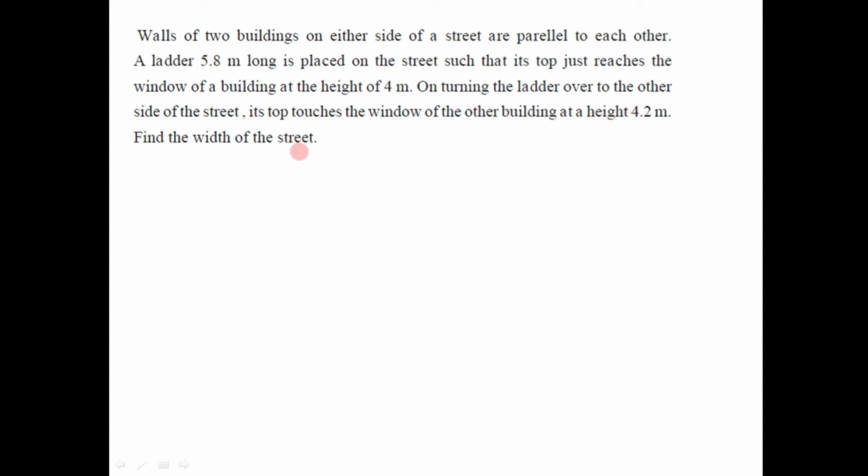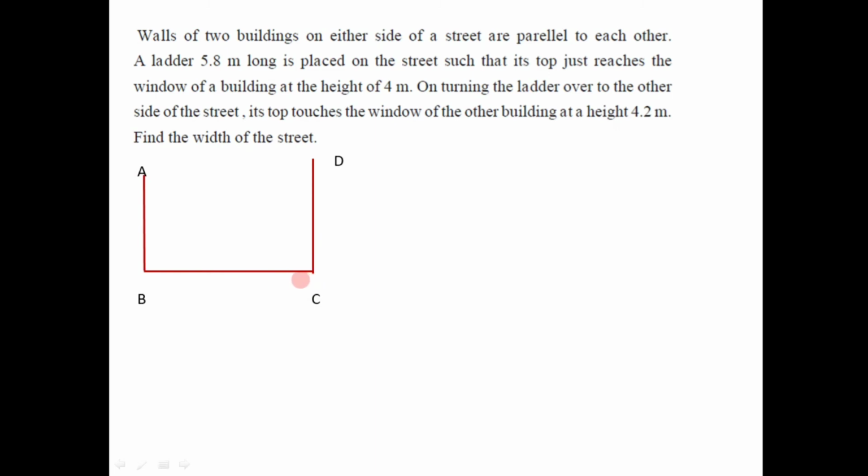Find the width of the street. To solve this problem, first of all, we should draw a diagram according to the information given in this problem. So for that, let us consider this street, and there are two buildings on either side of the street. Let us name these buildings AB and building CD, where BC is the street.